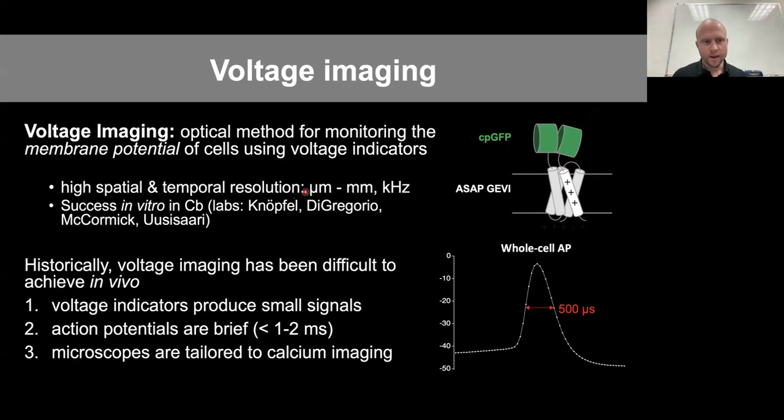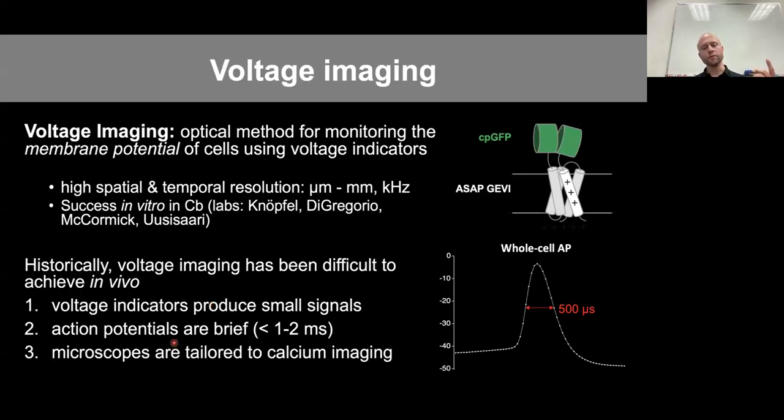And there has actually been success with using voltage imaging in the cerebellum. This has been shown in vitro by prominent labs in the field. And I was inspired by their work to actually go ahead and try to do voltage imaging in vivo of these MLIs. But historically, voltage imaging has been very difficult to achieve in vivo, and this is for a number of reasons. One being that the voltage indicators that are currently available produce relatively small signals, and that's not totally their fault. Part of the problem is that the molecules are restricted to the cellular membrane of these cells.